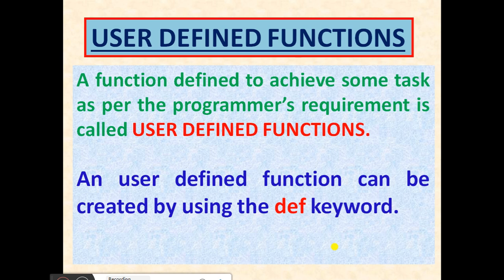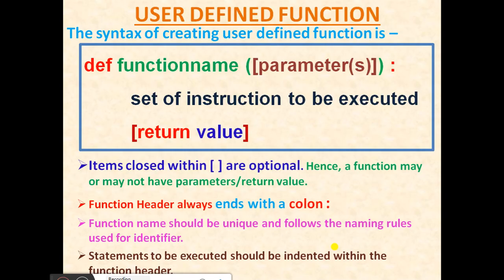A user-defined function can be defined or created by the def keyword. See how it can be created. Here is a pattern of creating a function by a programmer. The programmer has to type def and the function name, whatever function name he or she wants to give. Then a set of parameters can be defined. Whatever set of instructions you want to execute with that function, you can define within it. And the last one is the return value.